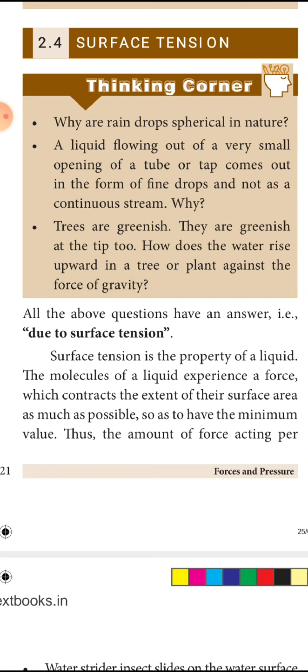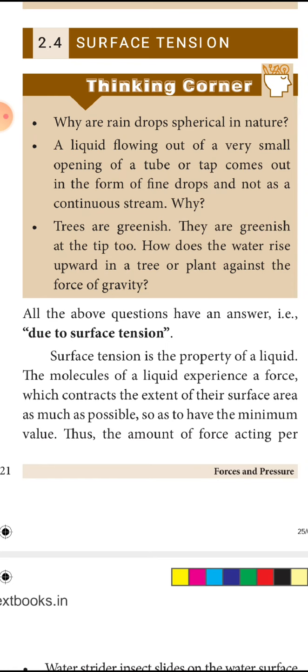Why? Trees are greenish, they are greenish at the tip too. How does the water rise upward in a tree or a plant against the force of gravity? For all these things, the only answer is surface tension. In the title itself, the answer is there: surface tension. The tension on the surface layer of the water is called surface tension.